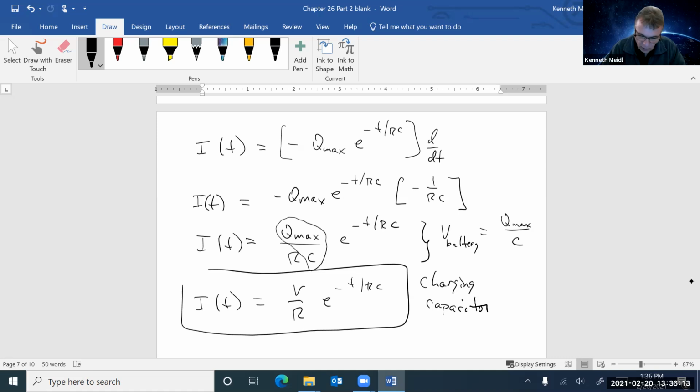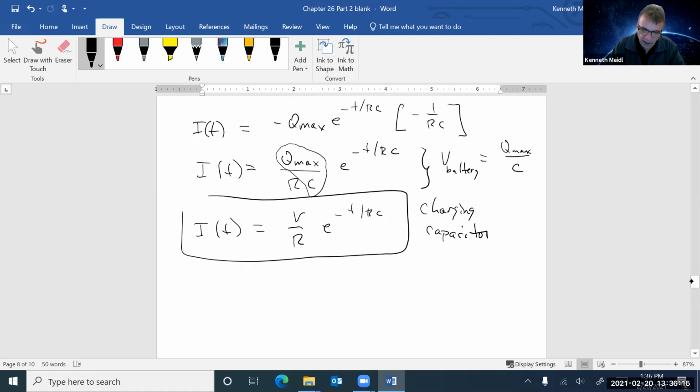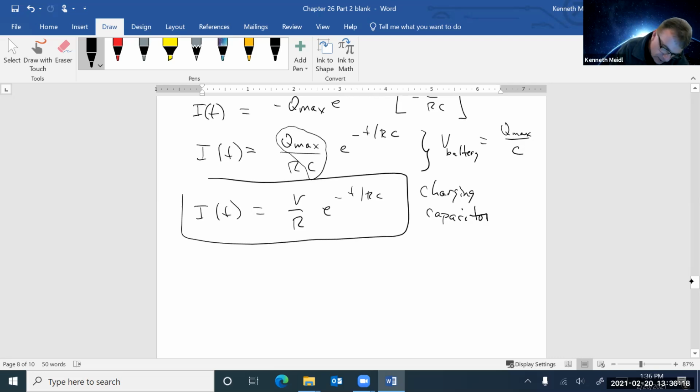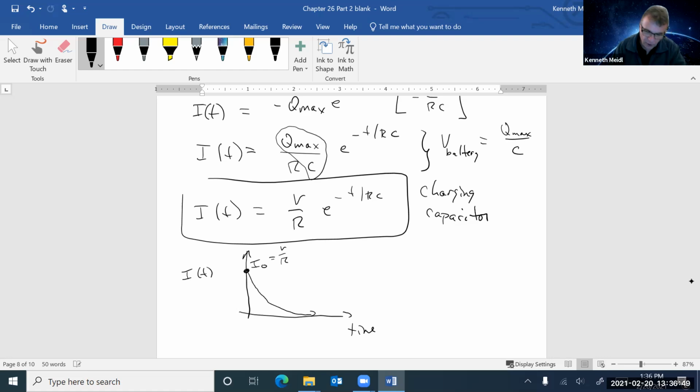And what are you looking at here? This is an exponential decay. And if we were looking at this in terms of what's going on with the functions here, here's I, and it's maybe some sort of function. You start off at some value here, and here's time. At time 0, I'm guessing this would be equal to V all over R, and it just starts dying down like that. Right? You have an exponential decay.